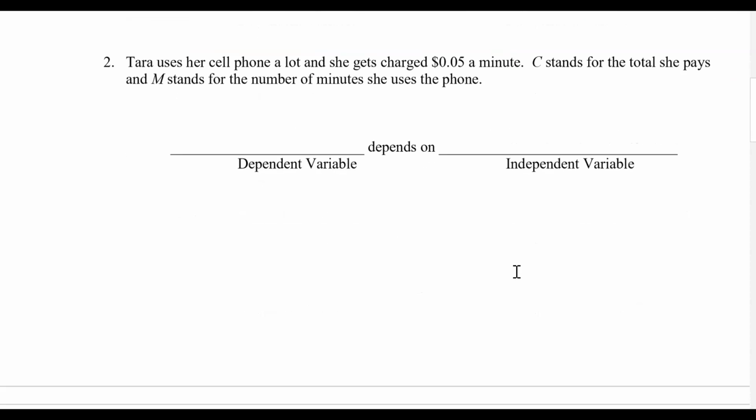In number 2, we have a situation. Tara uses her cell phone a lot, and she gets charged 5 cents a minute. So let's let C stand for the total she pays, and M stand for the number of minutes she uses the phone. So I give you a minute to fill in the blanks. Which one of those, C or M, is dependent, and which one of those is independent?